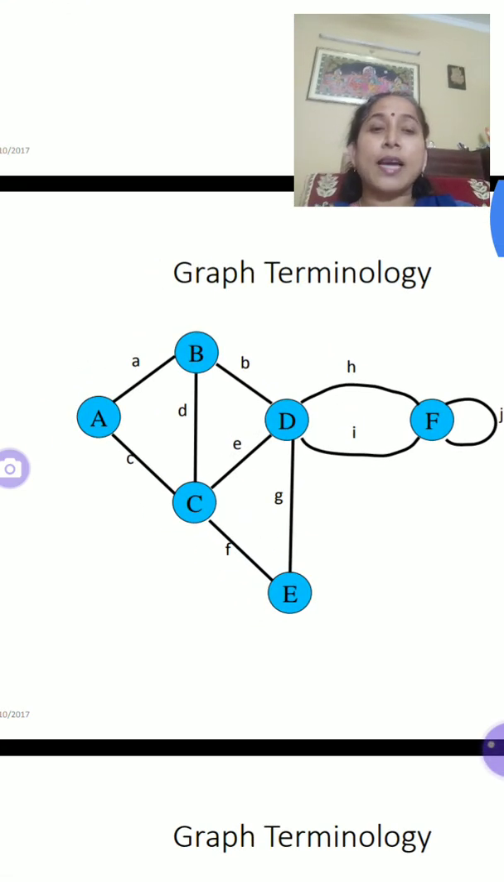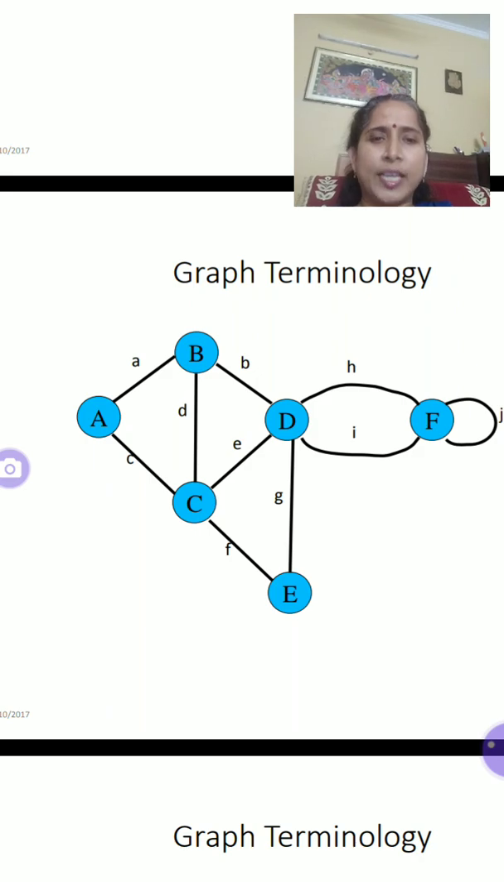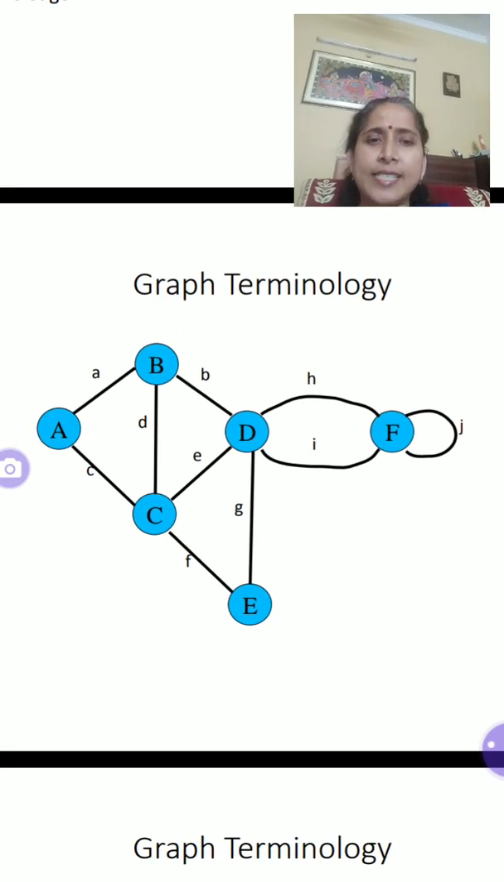You can see here, how many vertices are there? There are 6 vertices, A, B, C, D, E, F. They are the vertices. The small letters, the lowercase letters, a, b, c, d, e, f, g, and h, i, j, till j, are the small letters that denote the edges.